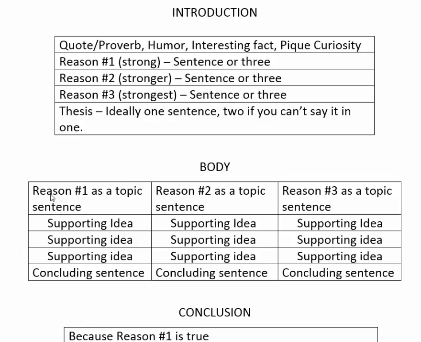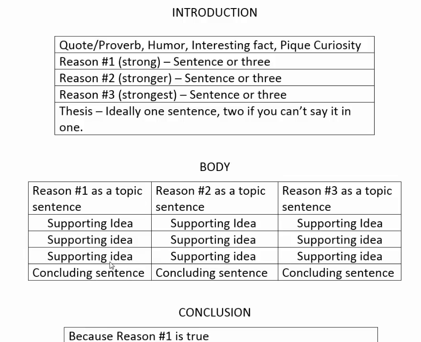The body of the paper, again, reason number 1 now becomes the topic sentence of paragraph number 1. And in paragraph number 1, you then have at least 3 supporting ideas for this. So, in other words, you have 3 facts, 3 pieces of research from your research that support your reasoning here. And then there should be a little conclusion, a mini or minor concluding sentence to this paragraph.